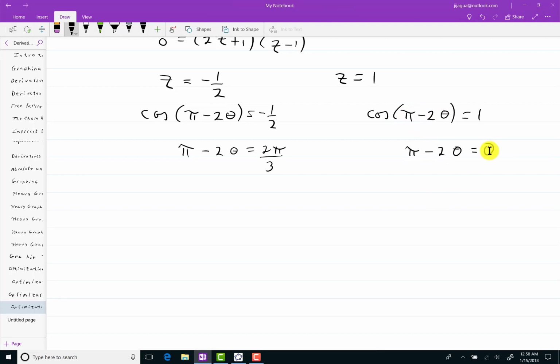It's so easy to solve, I can't wait. So you'll get theta equals pi over 2. This situation here does represent complete walking. Now let's see what happens here.